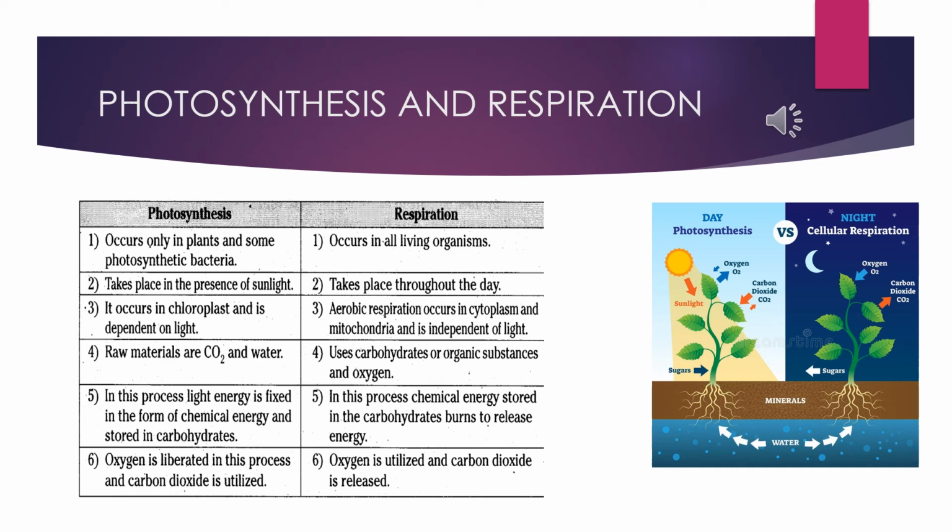Number 3, it occurs in chloroplast and it depends on light. Without light, photosynthesis is never possible. And aerobic respiration occurs in cytoplasm and mitochondria and is independent of light. Number 4, raw materials are carbon dioxide and water, while respiration generally uses carbohydrates or organic substances and oxygen. Number 5, in photosynthesis, light energy is fixed in the form of chemical energy and stored in carbohydrates. But in case of respiration, chemical energy stored in the carbohydrates is burned to release energy. Number 6, oxygen is liberated in this process and carbon dioxide is utilized. And in case of respiration, oxygen is utilized and carbon dioxide is released.